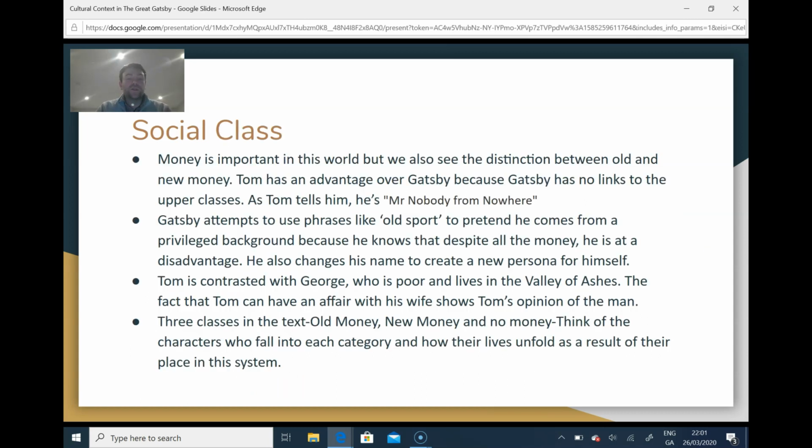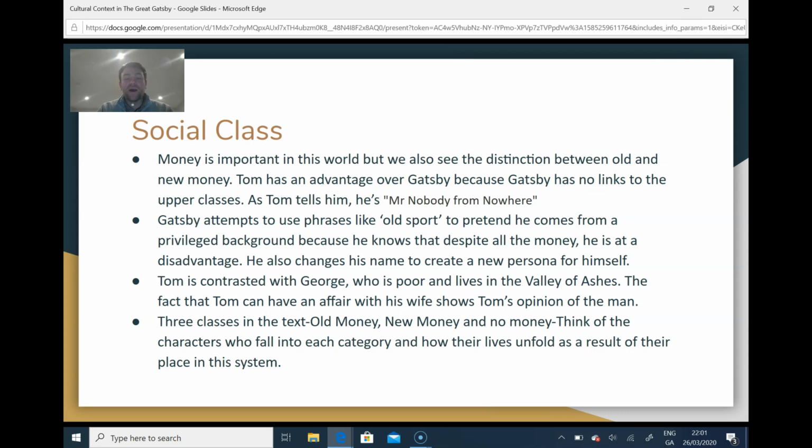So social class we talked about, and the first word is money, but we know that it's not the only thing. Money is important in this world, but we also see the distinction between old and new money. Tom has an advantage over Gatsby because Gatsby has no links to the upper classes. As Tom tells him, he's Mr. Nobody from nowhere. And you can see the effect that has on him.